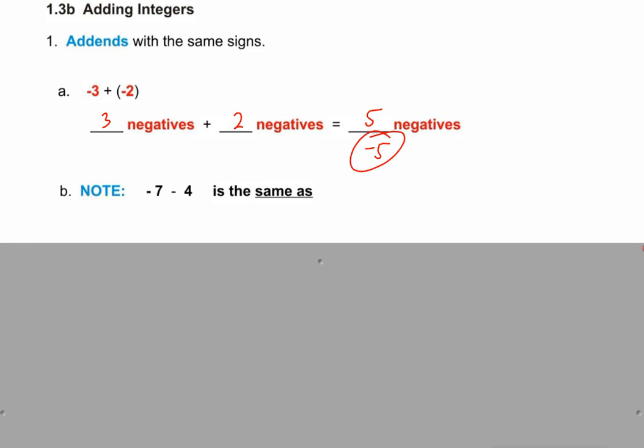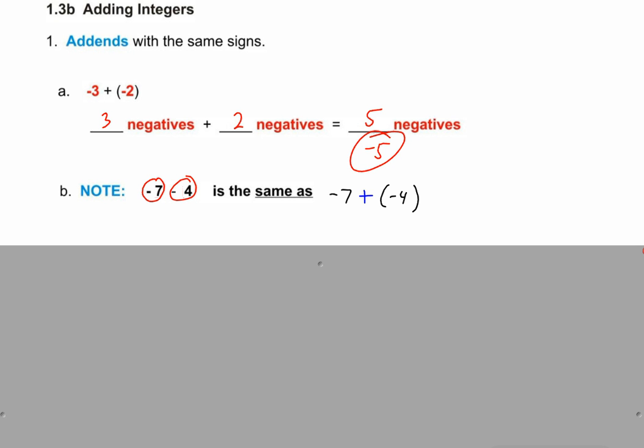Well, then you got to be careful in this scenario, and this wants to throw off students. But remember, what did I just teach you? Keep the sign with the number. This is 7 negatives and 4 more negatives. So take a minute, take your black, and write negative 7. I'm going to use a blue plus sign, plus parentheses negative 4. That's the exact same thing. Negative 7 minus 4 is exactly the same as negative 7 plus negative 4.